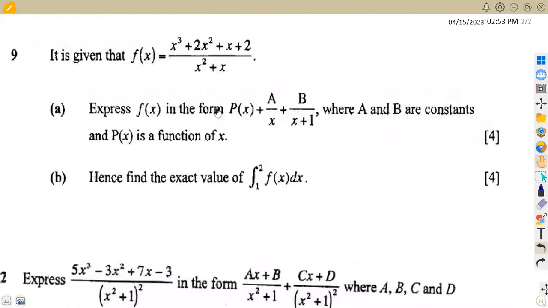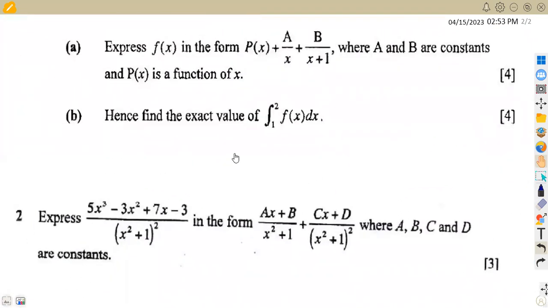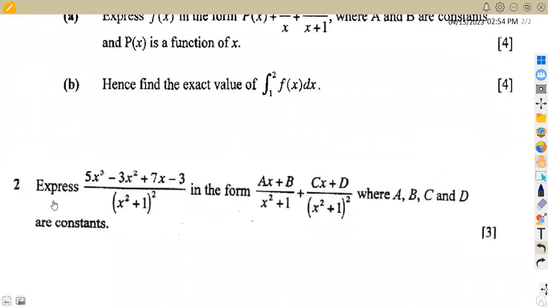So this is the first part. The second part, we are given question 2, which is express this into this format. All right, so let's check. I'm going to have this as a separate question. So it's just 3 marks to express this whole fraction into this, and we are given the format.